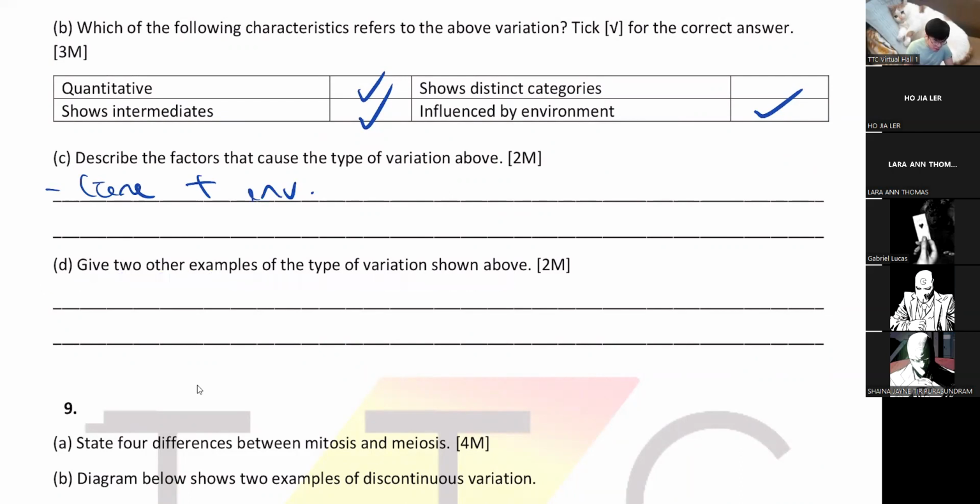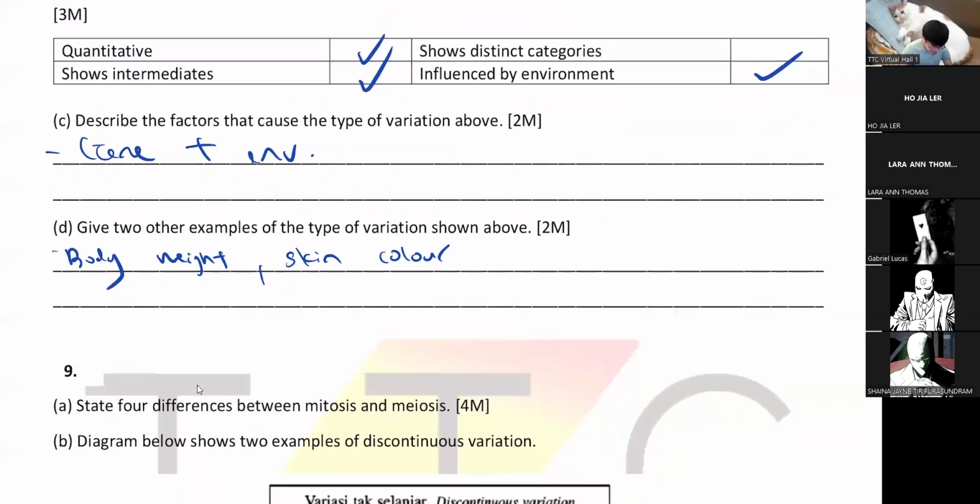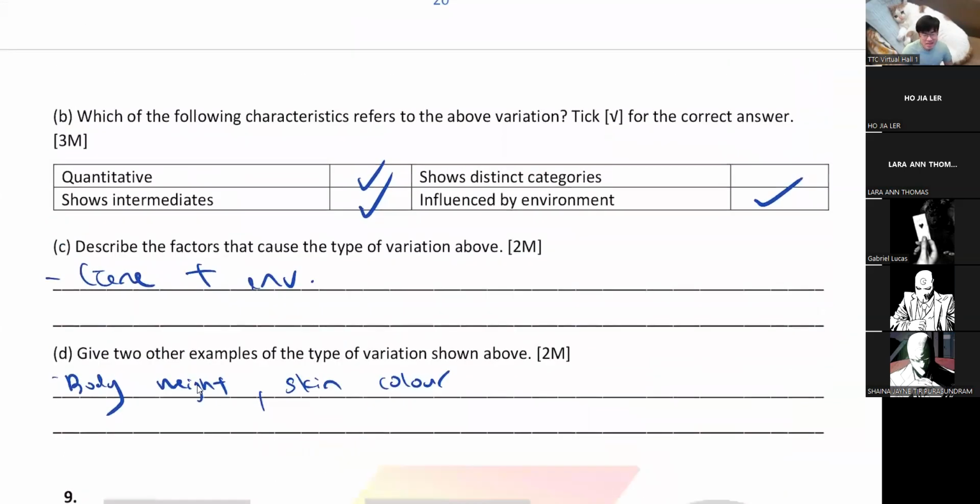So what else is like your height? Your body weight, berat badan. What else? Palm size, skin color. Skin color I will accept too. Warna kulit. Because skin color goes from very fair to very dark, and you have anywhere in between. So that's your skin color. So you have two here. Moving on. I hope you understand this.